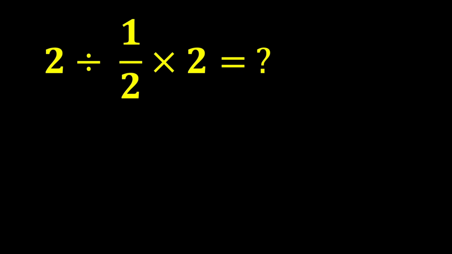2 divided by 1 over 2 multiplied by 2. In this expression, there is both division and multiplication. According to PEMDAS, multiplication and division have equal priority, so we move from left to right and perform whichever operation we encounter first. In this expression, if we move from left to right, we reach division first, so we perform the division first and then the multiplication.